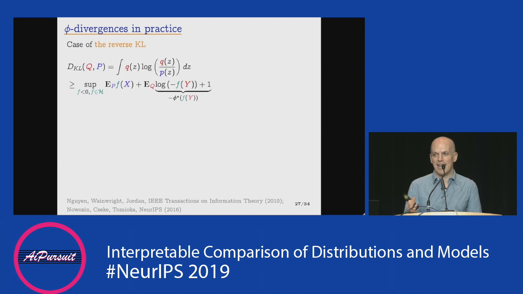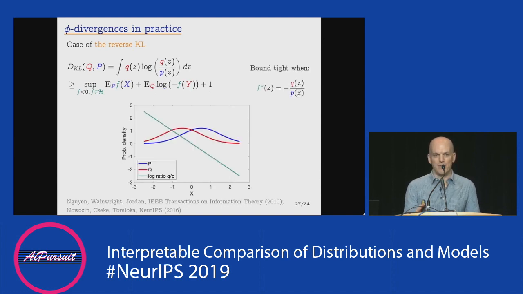So how can I get the tightest lower bound? Well, the tightest lower bound comes when I use f diamond here, which is a negative ratio of q to p. Now you know where the requirement that f has to be less than 0 comes from, because I'm getting a negative ratio of densities, which has to be negative. Here I've plotted an example.